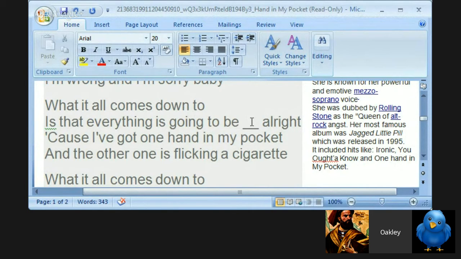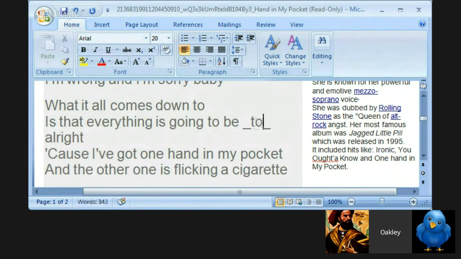Adverbs can modify a verb or an adjective, or another adverb for that matter. Is that everything is going to be totally alright? No. All right. Well, that's closer. Gonna be totally all right. What it all comes down to is everything's gonna be totally all right. Well, at least you got the sense of it. That's better. Definitely got the adverb. Most certainly, it's gonna be an adverb there.